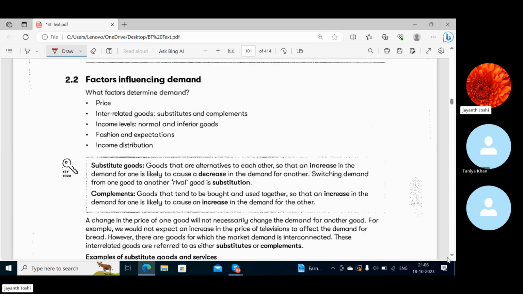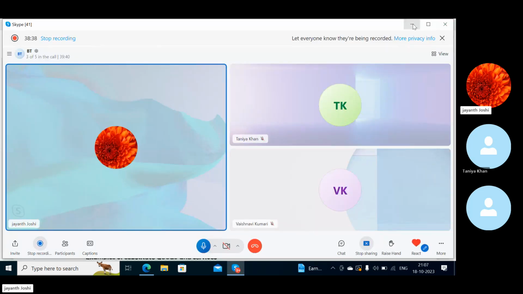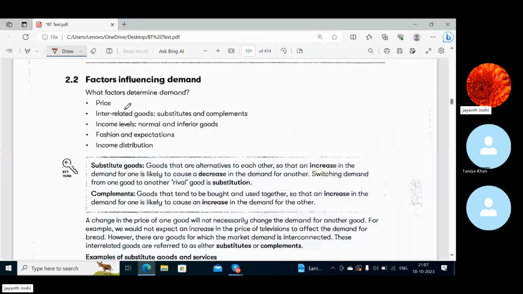Next. There are certain factors which can have an impact on demand. The factors that determine or influence demand. First one is price. Of course, price has a bigger impact on demand because demand is dependent on price. Price is an independent variable, and demand is a dependent variable. When the price changes, demand would definitely change. We have already seen the graph as well. Then interrelated goods like substitutes and complements.